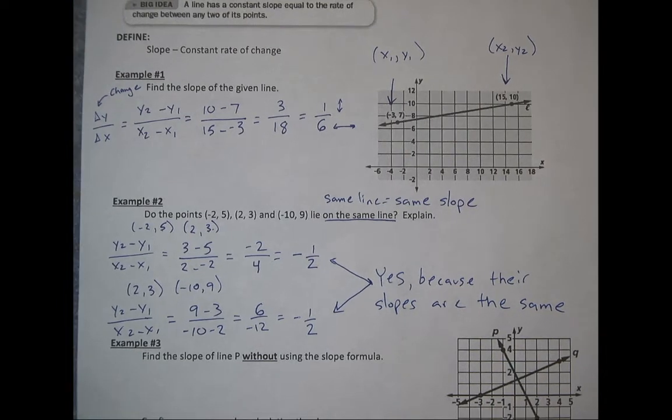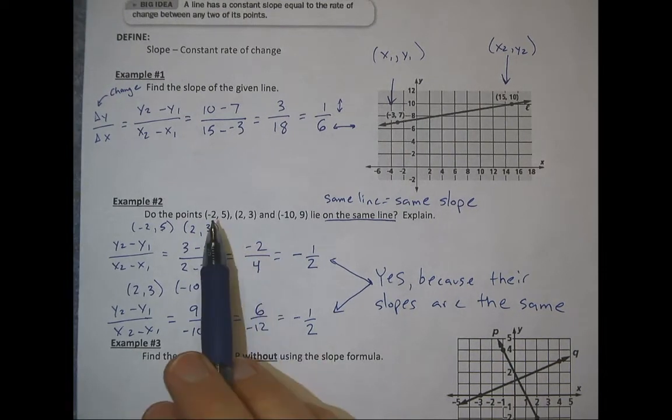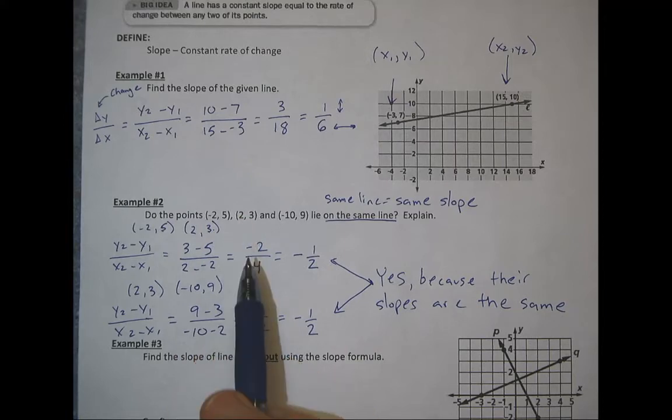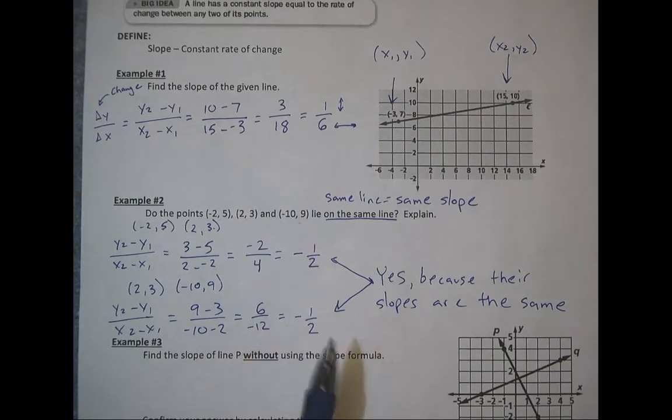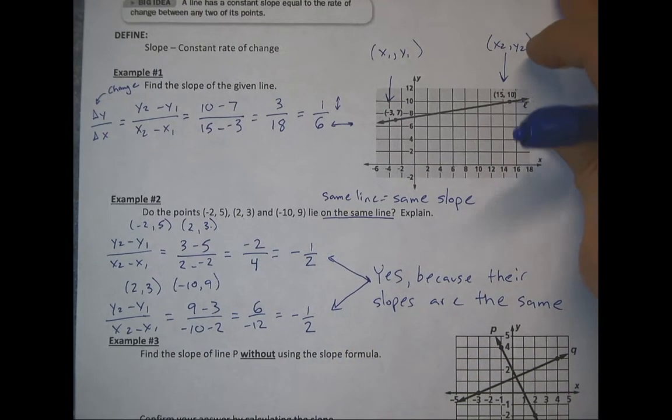All right, so more practice with that slope formula. Testing, is the slope from this point to this point the same as from this point to this point? And if it is, they're all going to lie on the same line.